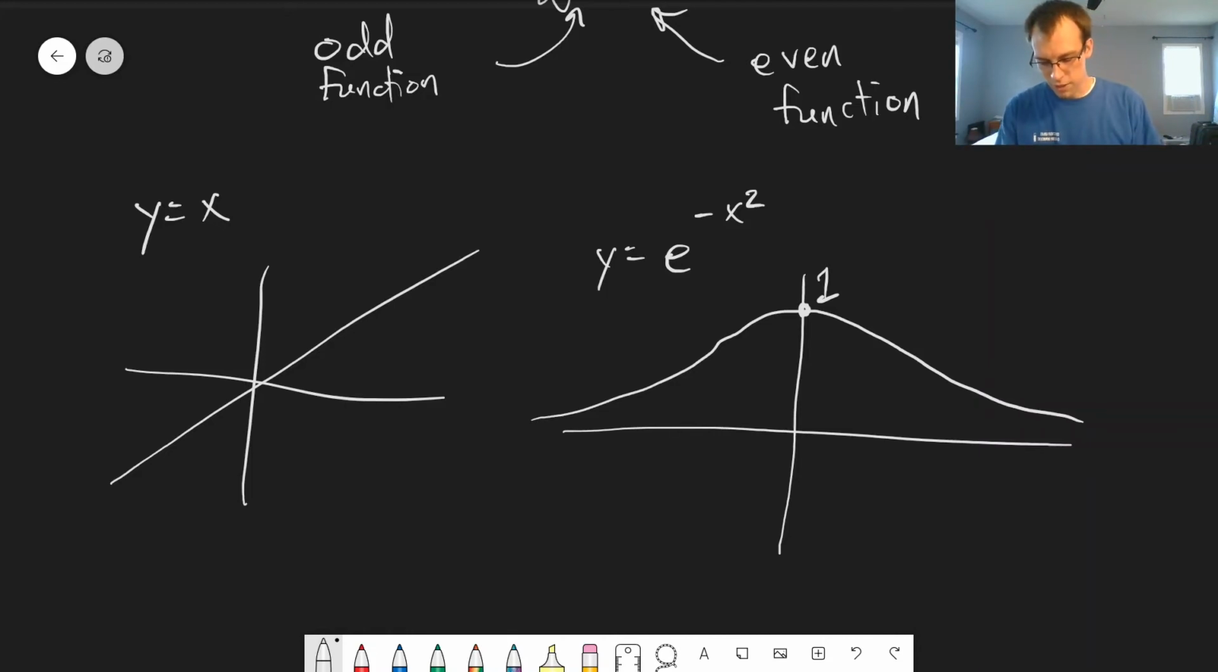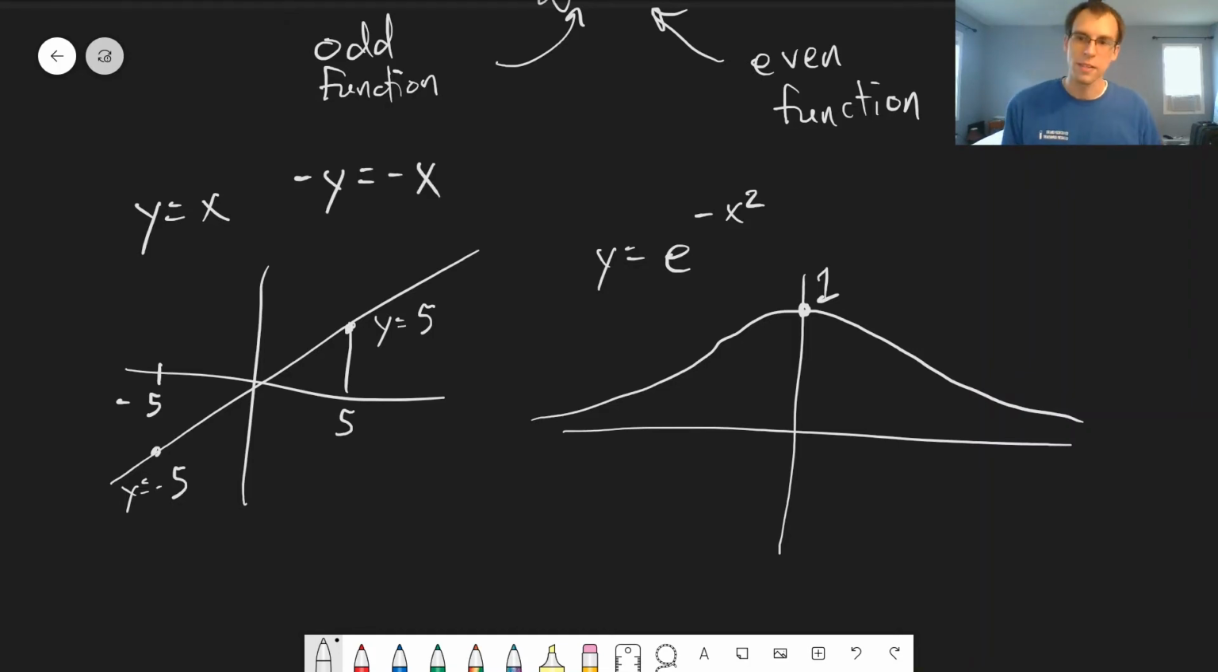So an odd function is one where if you swap from the positive side, so if we pick some value, say this is 5, and let's go to negative 5 on the x-axis. At x equals 5, y will equal 5. At x equals negative 5, y equals negative 5, right? So if we take negative x, we get negative y. So with an odd function, you switch the sign of the output if you switch the sign of the x value.